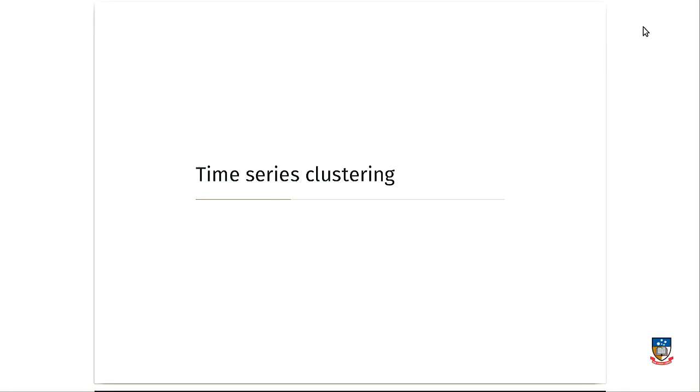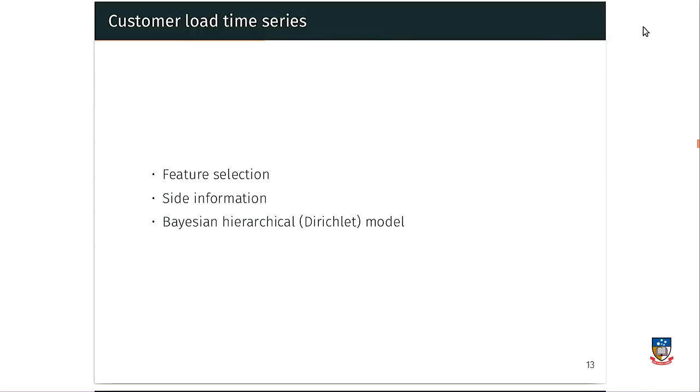So, moving on from that, the type of time series clustering that I'm going to be talking about today is actually clustering using what we call side information. That's information that isn't contained in the series itself, it's other information that you may hold about the customers. Okay? The particular framework we will use is called a Bayesian hierarchical model, or a hierarchical Dirichlet model. We will have a look at what a Dirichlet distribution looks like.